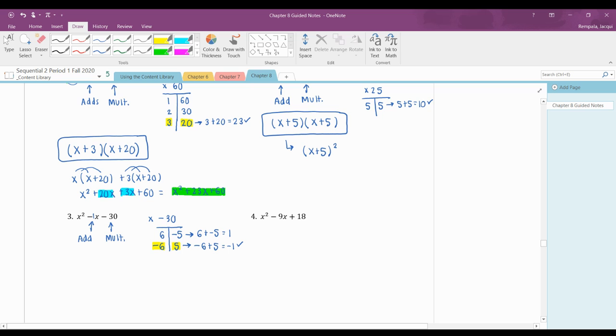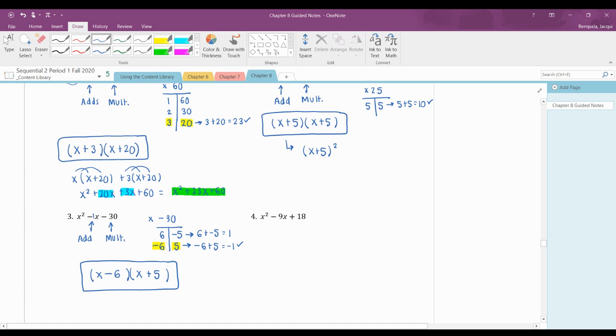So those are the two numbers that I need to put in my final answer. So remember, with our two binomials being multiplied together, we would start each of those with x. And so then I want the 6 to be negative and the 5 to be positive to state what my final answer is.